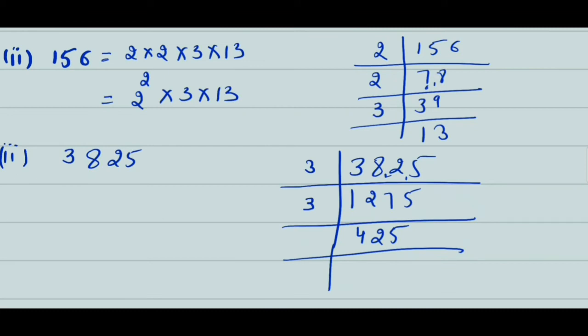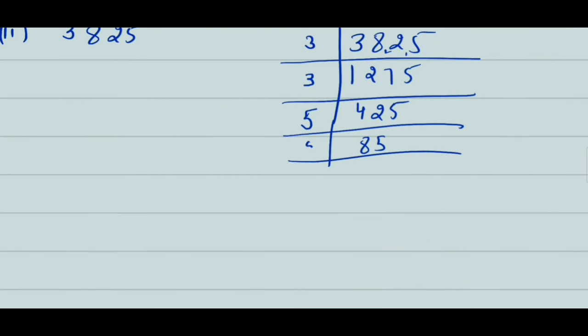No, it will not go with 3. Now it will go with 5, 8, and this will go with 5. Next again this number, 85, will go with 5, 17. No, 17 is a prime number, so after that it will not go.